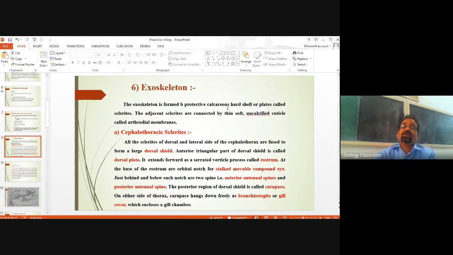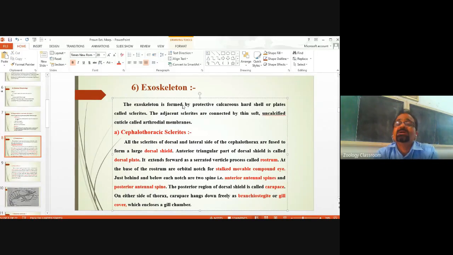Okay. Now exoskeleton. Exoskeleton is formed by protective calcareous hard shell or plates called sclerites. The hard part of the body that you see, these are made up of calcareous hard shell called sclerites. The adjacent sclerites are connected by soft membrane-like uncalcified cuticle called arthrodial membrane.